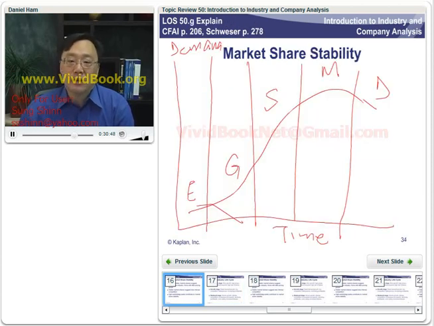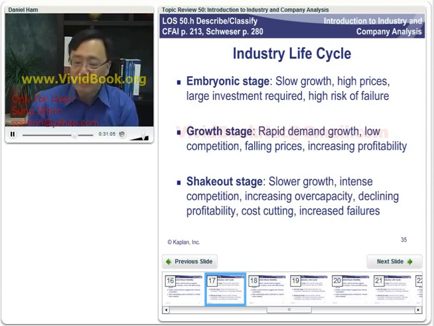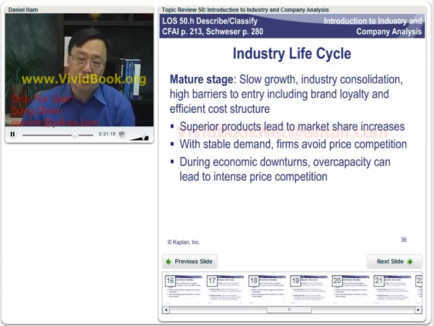That leads us to the third stage, the shakeout. What's happening here? You have slower growth and very intense competition. It's called shakeout because there's going to be some consolidation within the industry. You have increasing overcapacity and declining profitability. Some of the bigger firms, or even some of the smaller firms, will take out some of the competitors. There's potentially going to be some increase in failure. And once the shakeout happens, it leads to the mature stage.